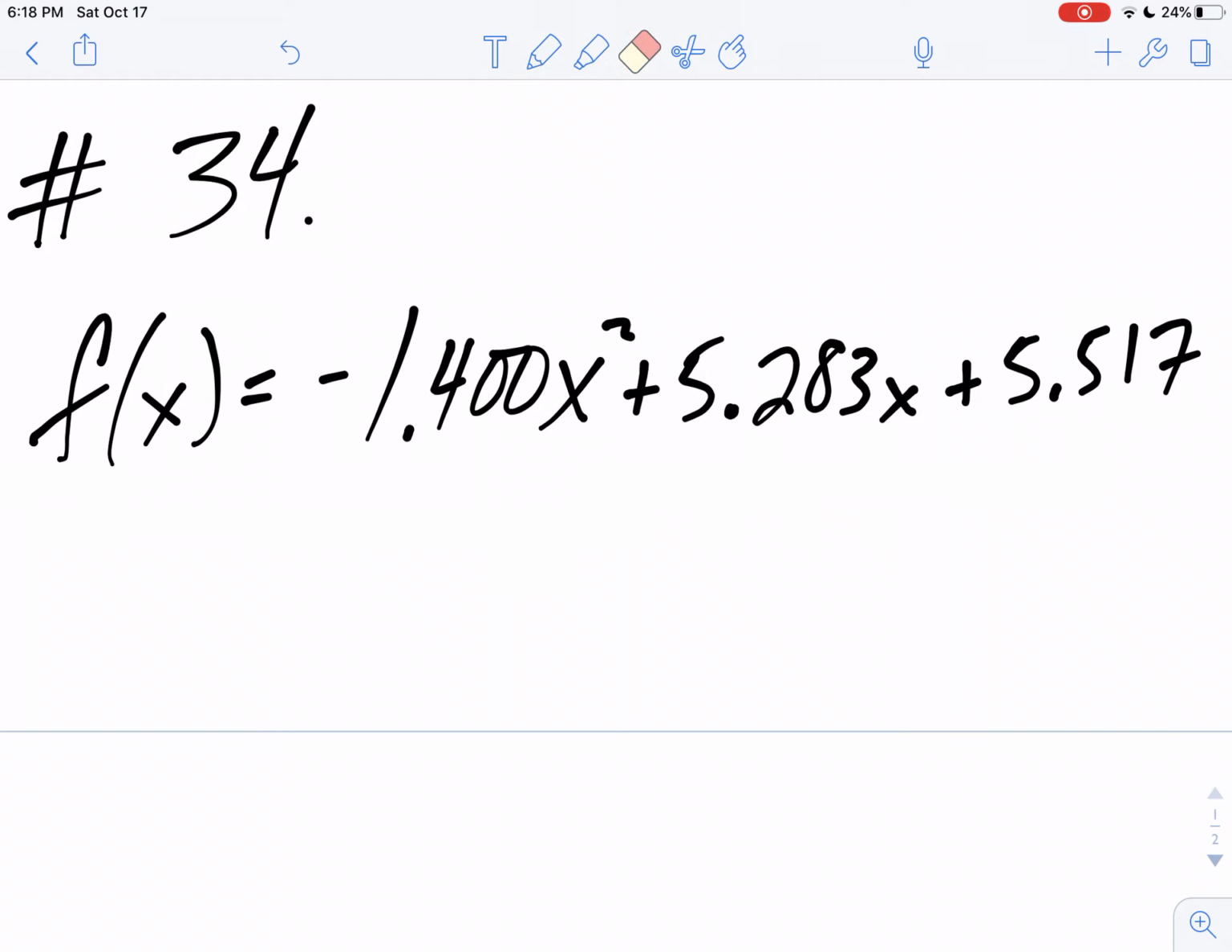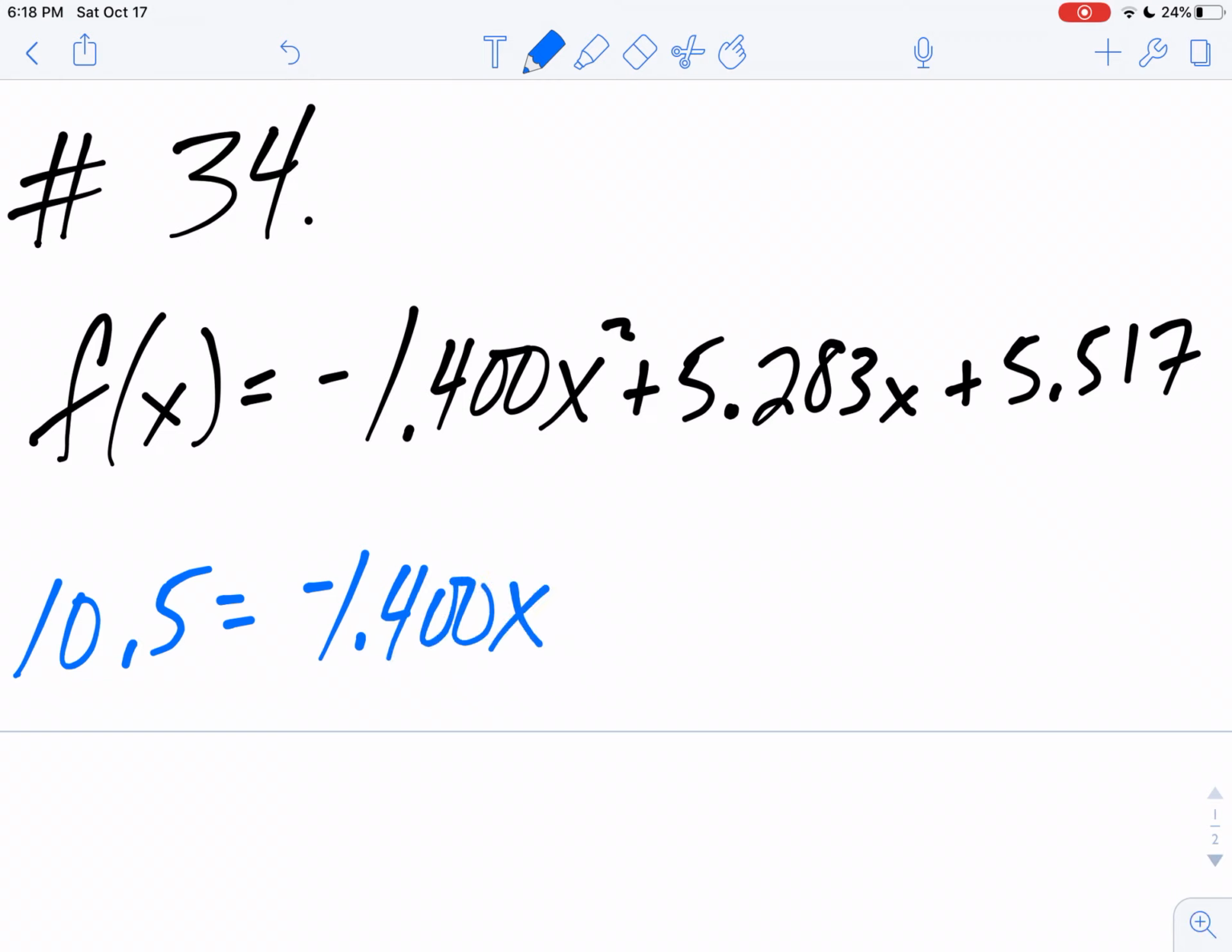Okay, now in my problem, essentially what it's asking you to do, it says, in what year was the amount blah, blah, blah. So in my problem, it says X is the number of years. So really, what you're being asked to do is set this equation equal to, in my case, it's 10.5. It says in what year was the amount about 10.5 billion.